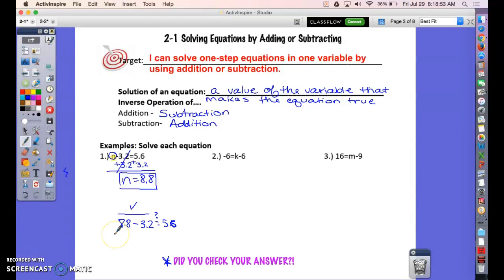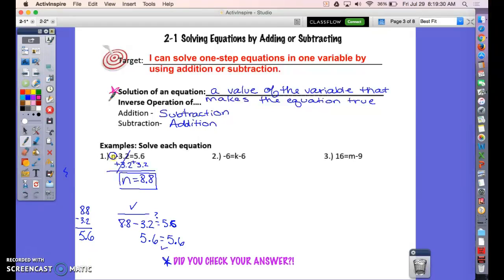So on this side, if I do 8.8 minus 3.2, it might be easier to line them up if you need to. And we can see that this would give me a 6, this would give me a 5, and we would drop the decimal down. You may need to review adding and subtracting decimals if you're having a hard time with that. Your end statement is 5.6 equals 5.6. That is a true statement, right? Those do equal each other. Then 8.8 is our solution because it's a value of the variable that makes the equation true.